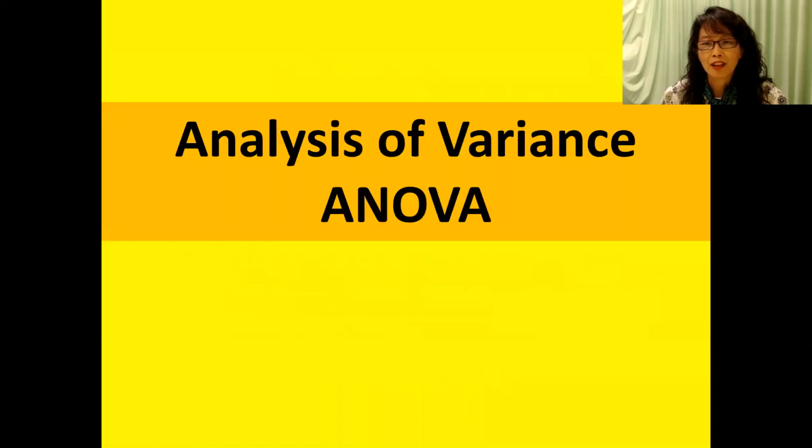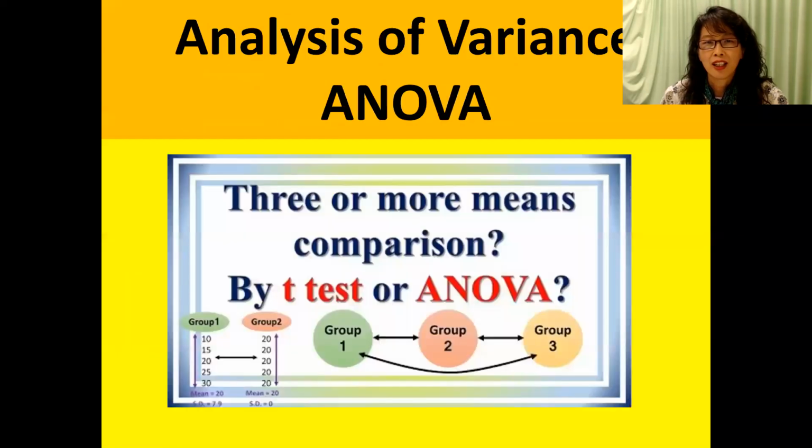First, analysis of variance, short form ANOVA. When do we use ANOVA? Remember, we use a t-test when we compare two groups. But if we have 3 groups, or 4 or 5, what do we do? We cannot use a t-test. In this case, we have to use analysis of variance, or ANOVA. And ANOVA is more powerful than a t-test. It does not only allow us to compare only one variable.